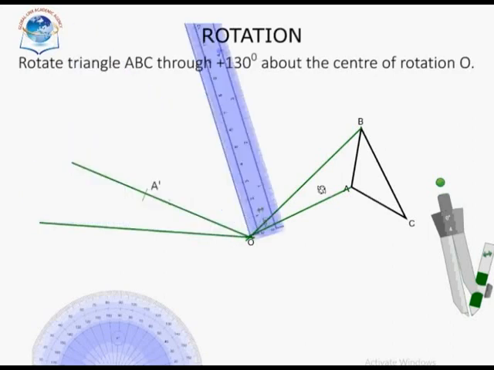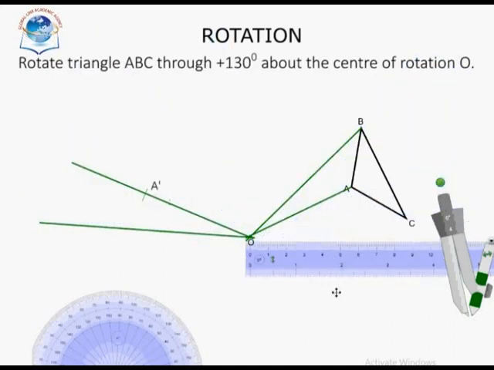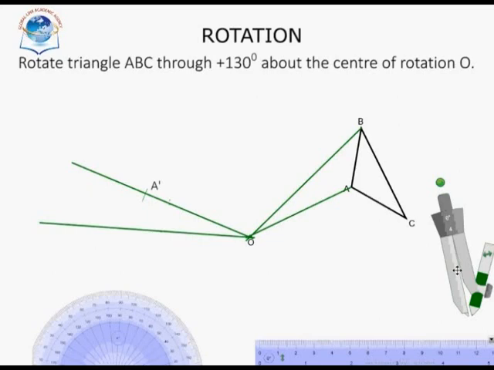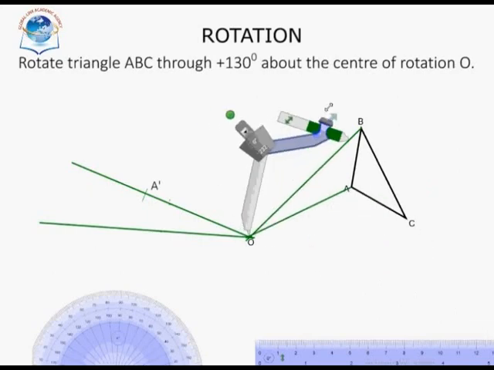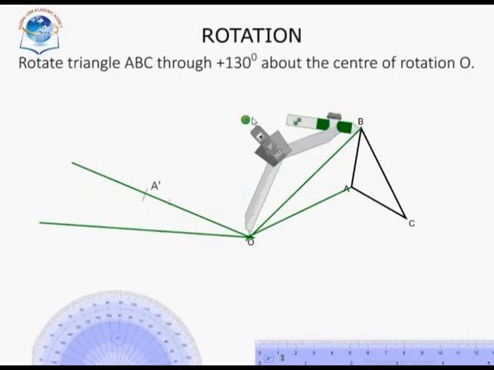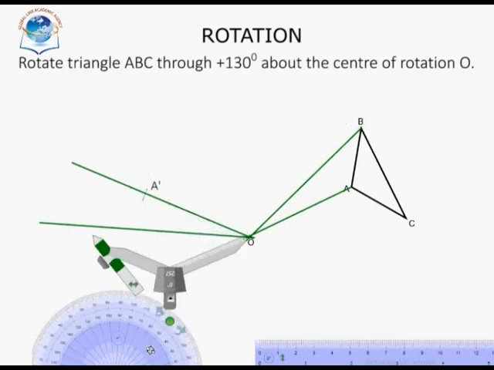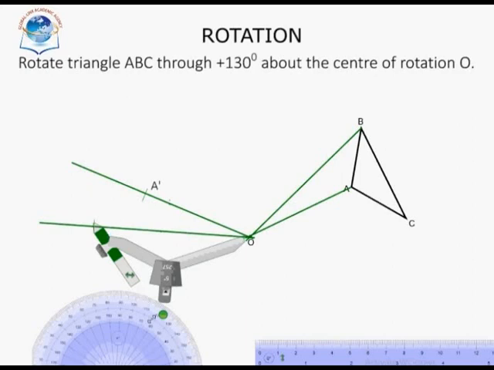Again, we want to reproduce the distance OB on the new line. So place the compass here and measure the distance OB. Mark the same distance on the new line. That is point B prime.